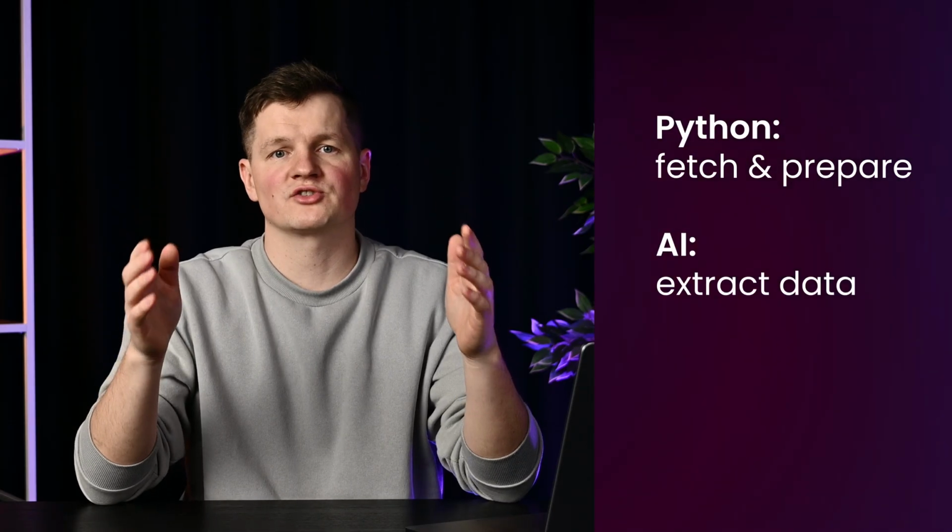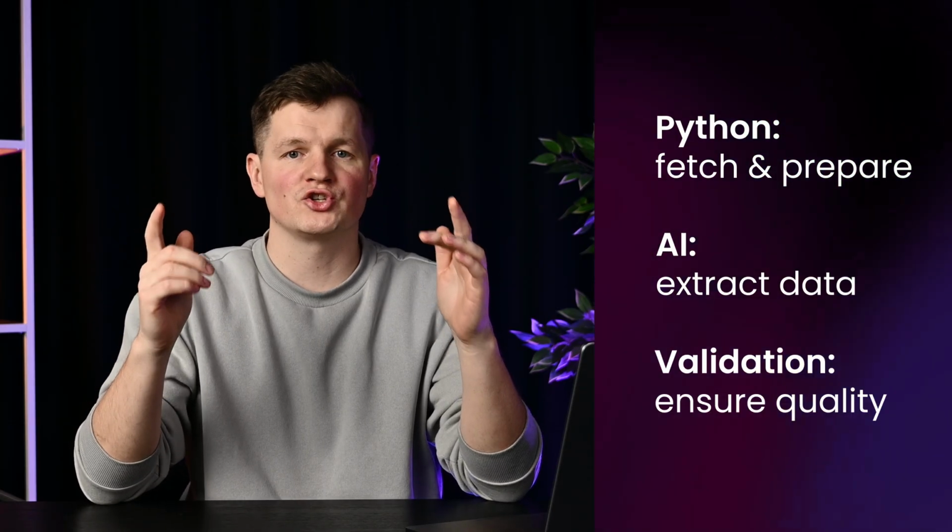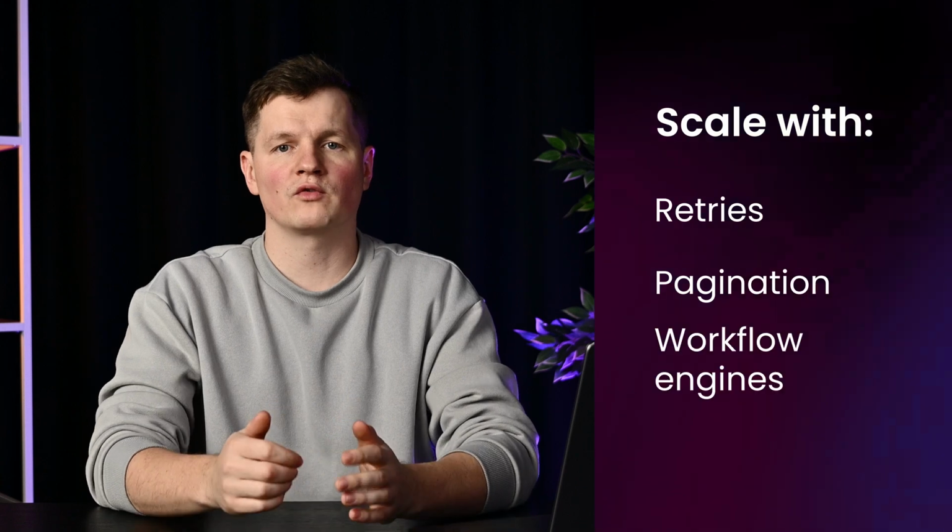Python fetches and prepares the content, AI extracts structured data, and validation ensures the results are usable. This approach works for any website. Product pages, articles, listings. As long as the content is there, AI can extract it without rigid selectors. When you're ready to scale, you can add retries, handle pagination, or integrate with workflow engines. The core pattern stays the same.